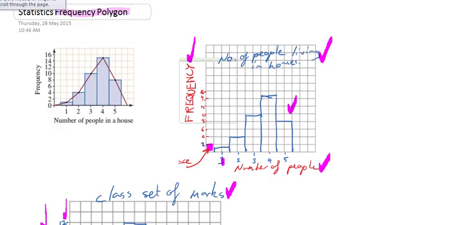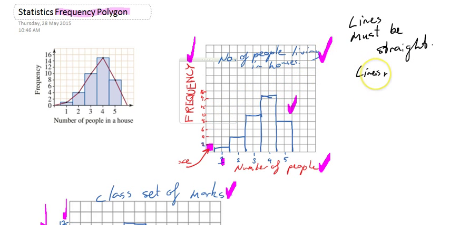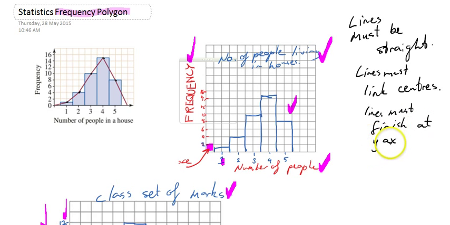Now, a frequency polygon is a really easy thing to do, and I think it's also free marks. A couple of things that you need to note: your lines must be straight. I'm not going to do a very good job of that because I'm using this funny little computer pen, but when you draw, the lines must be straight. Lines must link centers. You can see here the line goes to the center of each column. And then lines must finish at the y-axis and half a space at the end.